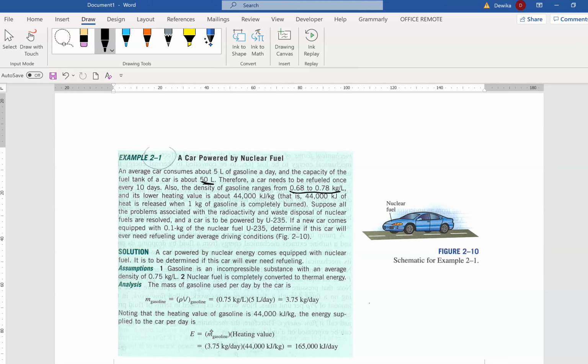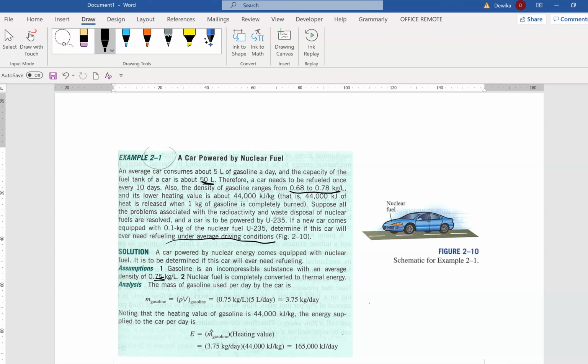Okay. Suppose all the problems associated with the radioactivity and waste disposal of the nuclear fuels are resolved. The car will be powered by uranium-235. If a new car comes equipped with 0.1 kilogram of nuclear fuel, determine if this car will need refueling under average driving conditions. So let's calculate. A car powered by nuclear comes equipped with the nuclear fuel. Okay, that's the solution. Gasoline is an incompressible substance with an average density of 0.75 kilogram per liter.